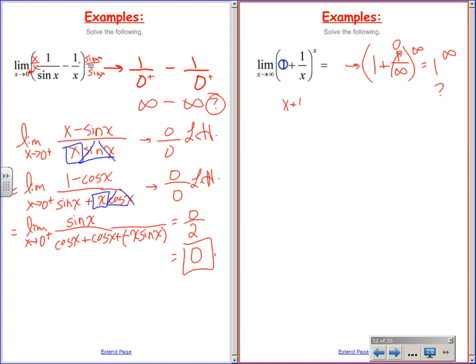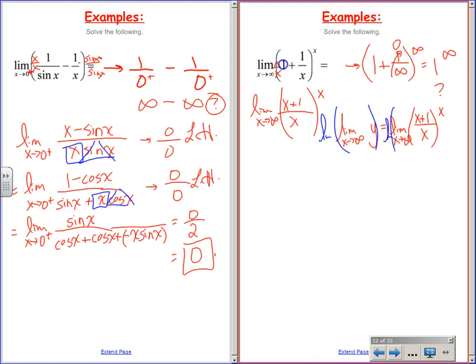But what if we do x plus 1 over x and we do a quick little common denominator? I get 1 to the infinity. So guess what we're going to do? Do you remember what we did when we had things in exponents we didn't like a long time ago? I want a limit. But guess what I can do? I can ln and ln, and guess where the x goes?